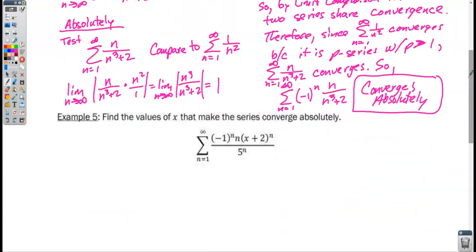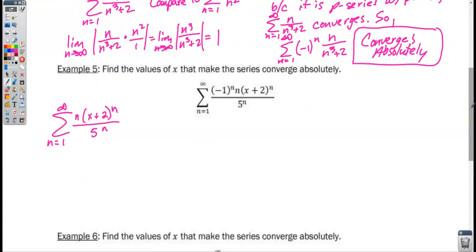All right, example 5. Find the values of x that make the series converge absolutely. So we're looking for values of x that will make the absolute value of this series convergent. What we're going to do is first find the absolute value of this series, which takes place when we get rid of this alternating term, and so this becomes our series. Now we want to find the values of x that make this series converge. The easiest way to do that is to use the ratio test. So I'm going to go ahead and do that.